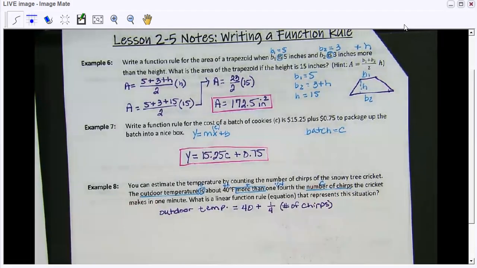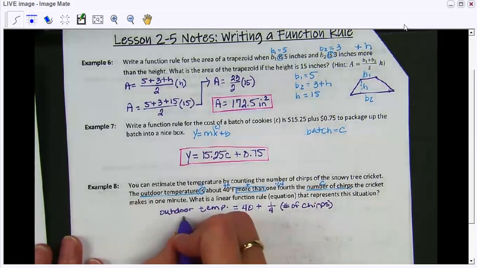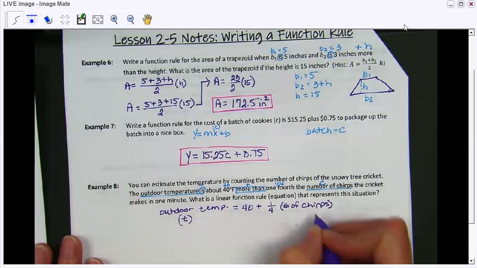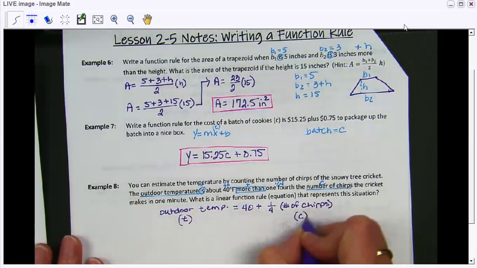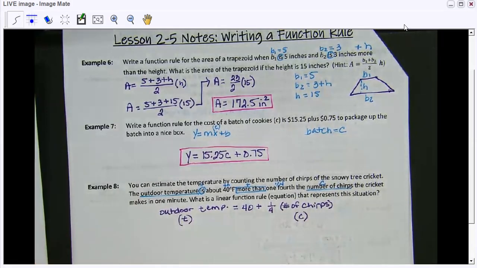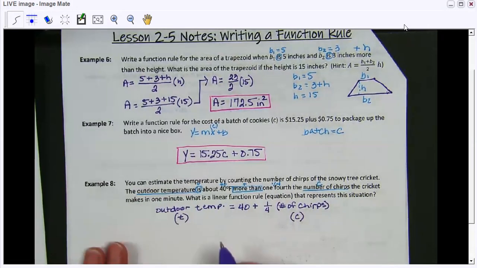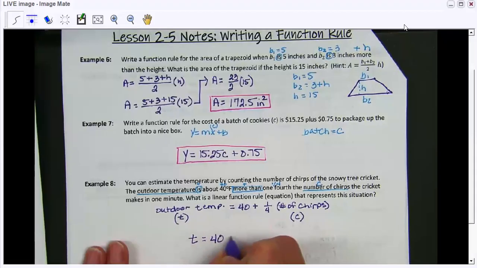So now I'm going to take this and I'm going to give the outdoor temperature is going to be T and the number of chirps is going to be C. And now I can write my equation. T equals 40 plus 1/4 C.